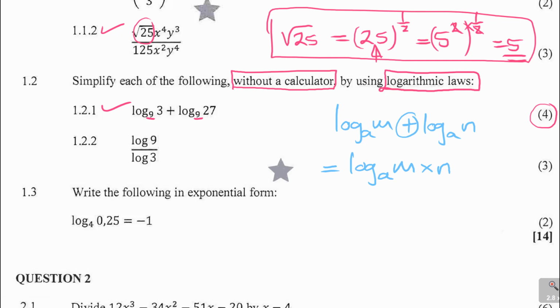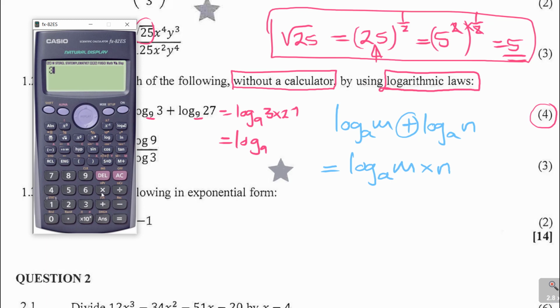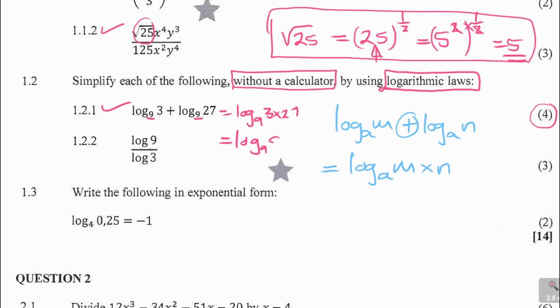So when you're working on this, the simple thing you needed to do was say log in base 9, as you see the base, of 3 times 27. Now you convert 3 times 27. I think it gives you 81. I'm using the calculator there, but anyone can know 3 times 27 is 81. I'm just verifying. They won't see that I use it.